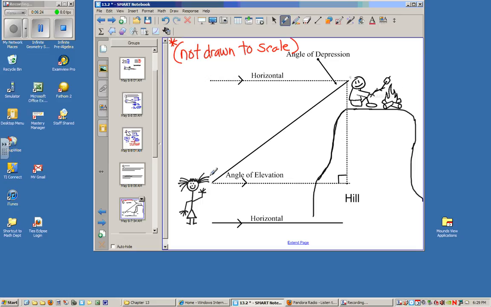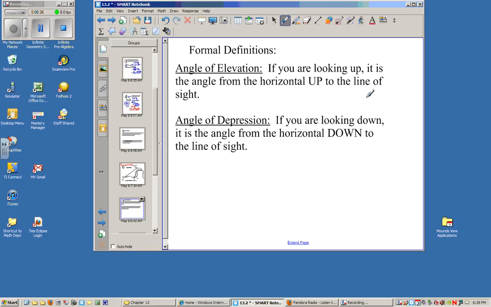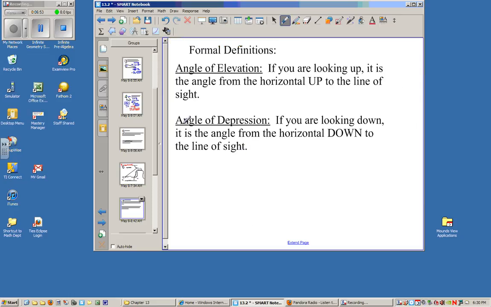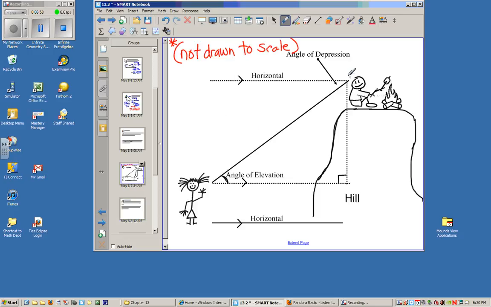Okay, here's our picture. We've got angle of elevation here, so it's going to be this angle. Here's our girl roasting marshmallows at the campfire. The definition of angle of elevation is that if we're looking up, it's the angle from the horizontal up to the line of sight. So from this horizontal line, that goes up. Think about elevation going up to the line of sight. If we move forward, we have angle of depression. If we're looking down, it's the angle from a horizontal down to the line of sight. So the girl up here roasting marshmallows is looking downwards to her friend. So this is our angle of depression here.